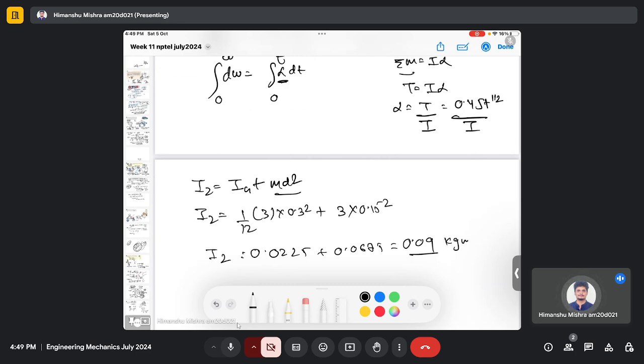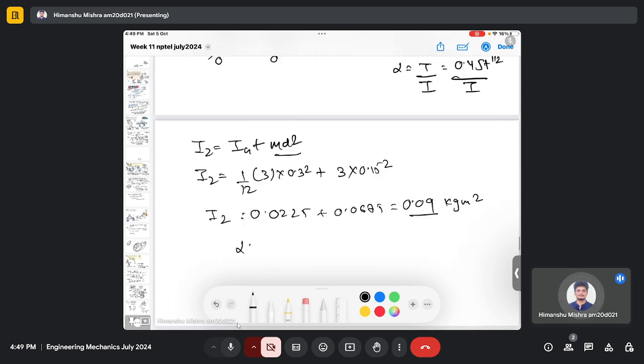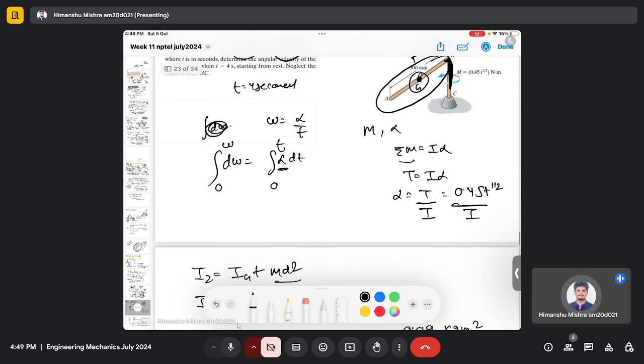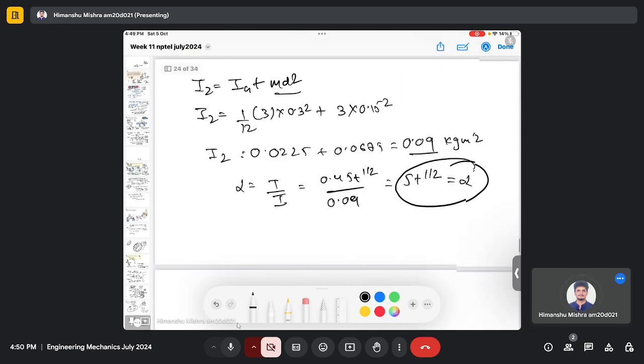So my Iz will be 0.09 kg meter square. So my alpha will be torque divided by moment of inertia, where the torque is 0.45 t to the power 1 by 2, which is given in the question, divided by 0.09. So it will be 5 t to the power 1 by 2. So this is my angular acceleration. Once I have the angular acceleration, I can use this kinematics relation again to find the angular velocity.